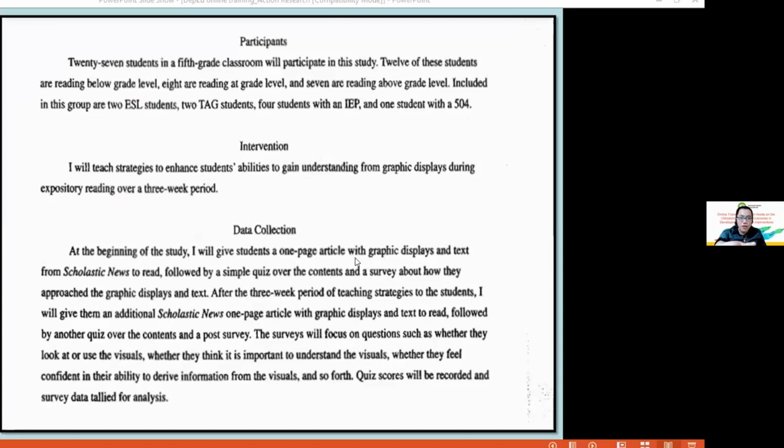Sa intervention, here, for example, I will teach strategies to enhance students' abilities to gain understanding from graphic displays during expository reading over a 3-week period. Strategies on understanding graphic displays. Yun yung intervention niya. And how long will it be implemented? In a 3-week period.